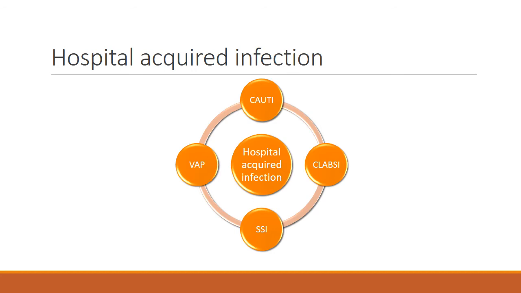Okay, so there are four major types of hospital acquired infection. The first one is CAUTI, that is catheter associated urinary tract infection. Second one is CLABSI, that means central line associated bloodstream infection. The third one is SSI, that means surgical site infection. And the fourth one is VAP, that is ventilator associated pneumonia.